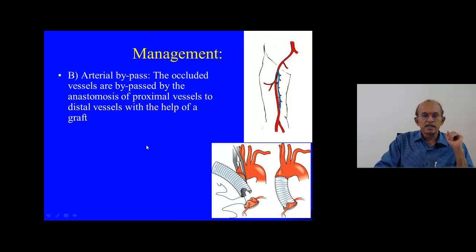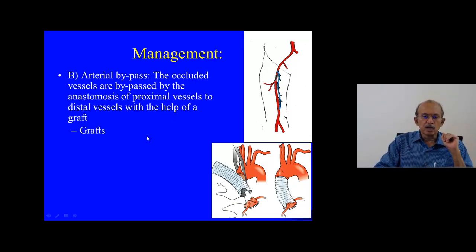The procedure that is done is the arterial bypass. So the occluded vessel is bypassed by the anastomosis of proximal vessels to the distal vessel with the help of a graft. For example, you can see here the femoral artery is thrombosed due to atherosclerotic plaque. Now you place a graft proximally and connect it to the distal segment where there is good flow. So now the blood will flow through the bypass and perfuse the limb. So this is called the arterial bypass operation.